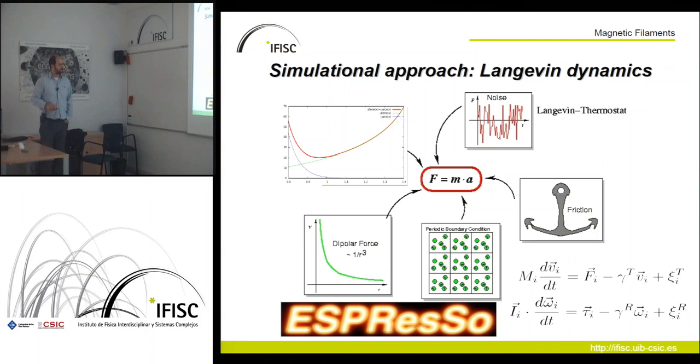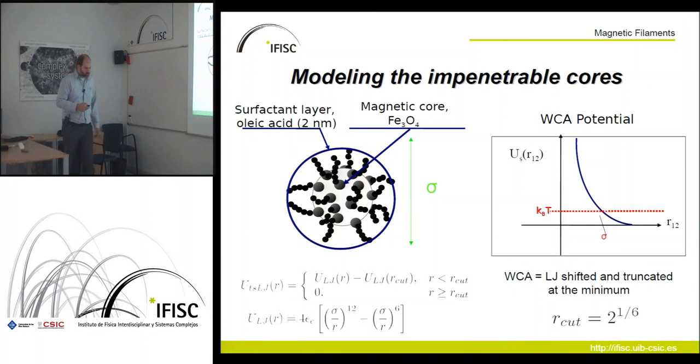Usually, in our case, we use the software package ESPResSo, to which several of us have contributed in its development. The first thing we need is to model the magnetic cores, which are usually surrounded by a surfactant layer to prevent their coagulation due to the van der Waals forces. We use a linear shifted and truncated potential, with the truncation done at the minimum, so that you have a shape like this for the potential, what is called a soft core, that goes smoothly to zero.